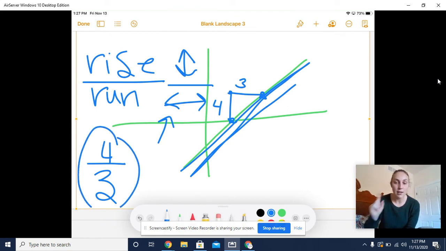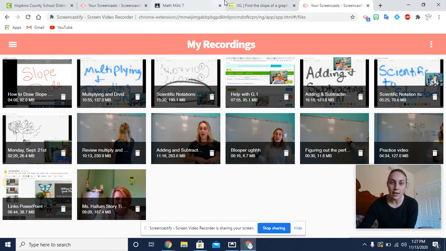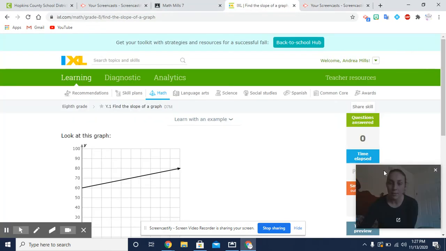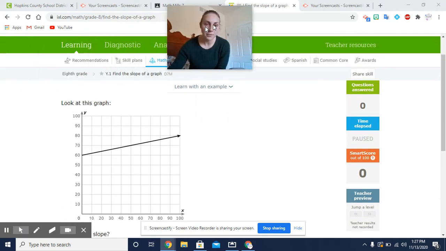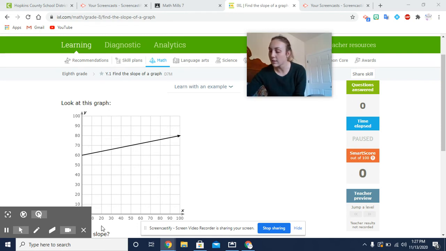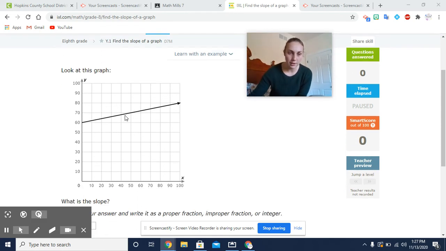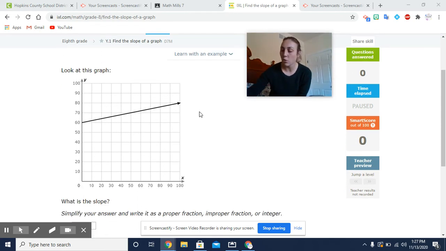If I'm clear as mud, let's do some examples real quick. So I'm going to go ahead and go to IXL Y1 because this is what you're supposed to do this week. And I'm going to show you how to find the slope when you have a graph just like this. So let's go ahead and do this real quick. Again, we want to use rise over run. So our first step is we want to find 2 points. Let's say our first point is right here, and the next time it crosses a point is right here. Okay, so we need to figure out how we got from here to here.